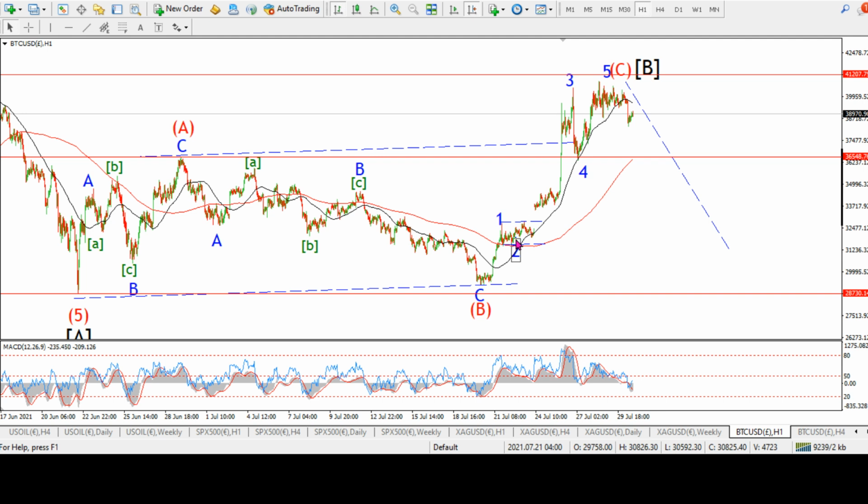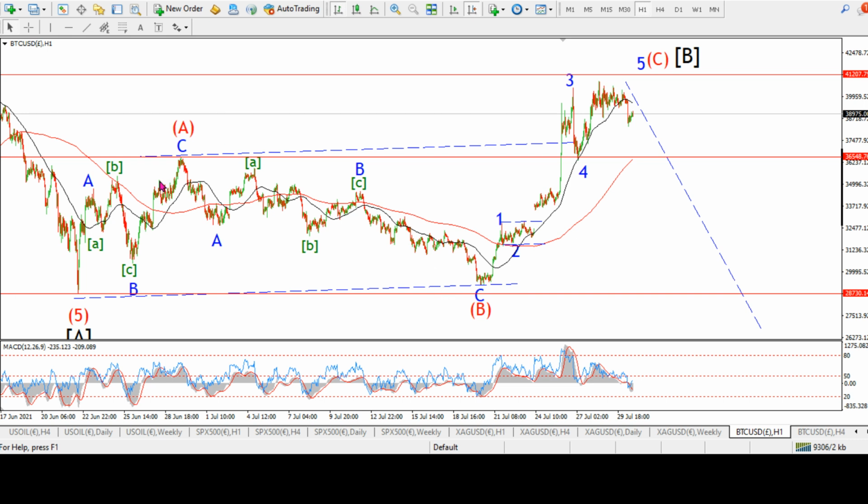pretty impulsive 1, 2, 3, 4, and 5. Maybe we're done here. I'm not quite sure. I think in order to confirm that this top is in place for wave B, we would need to see a decline, let's say back below 36,000 again. That would favor the idea that we would begin to track lower into a large C wave.